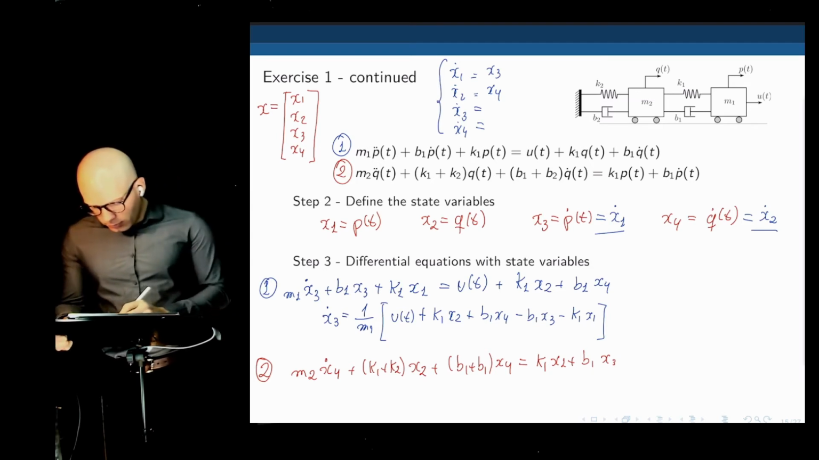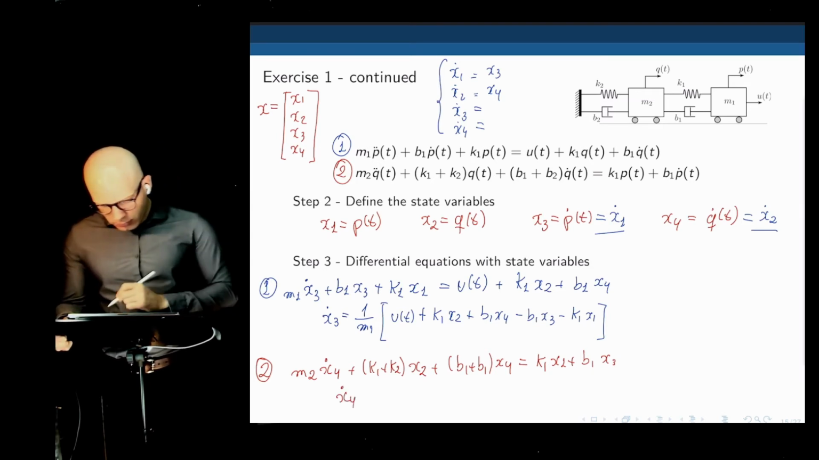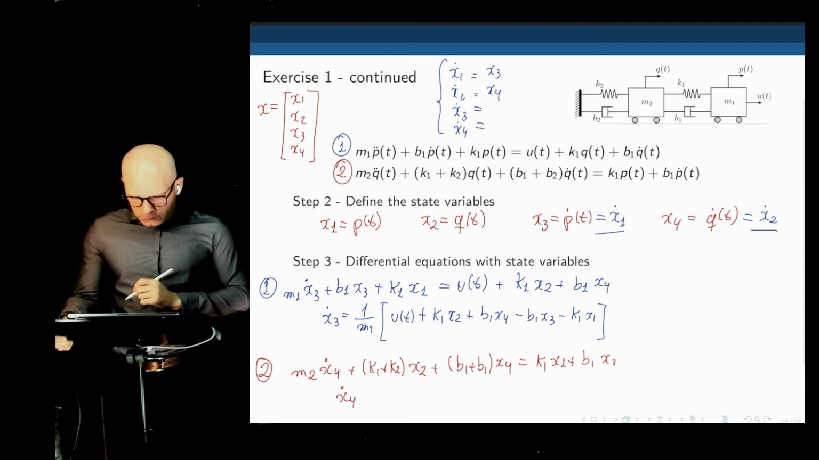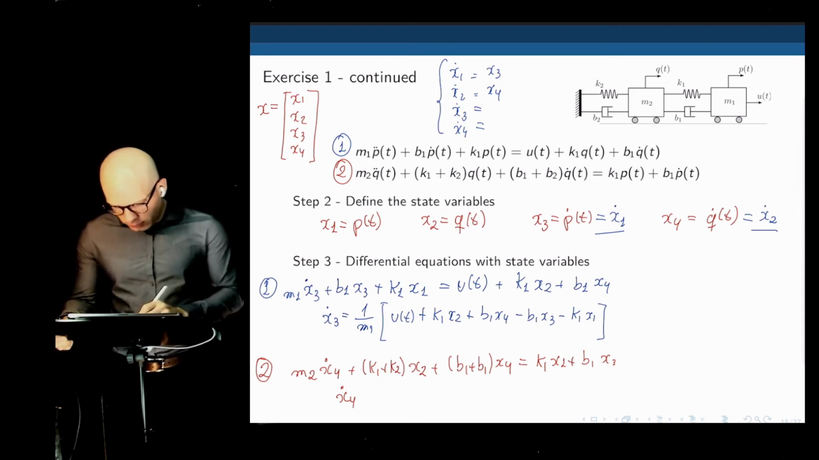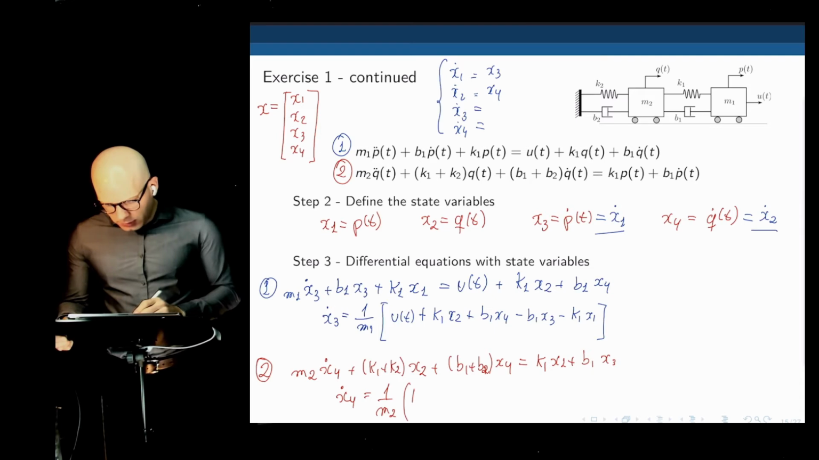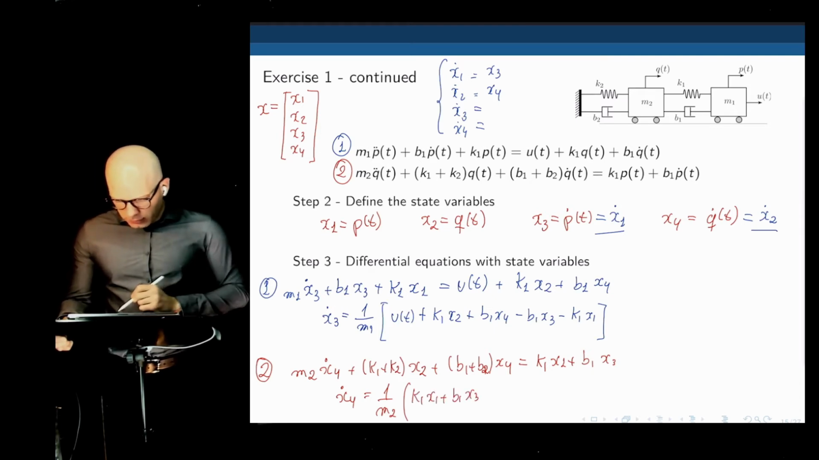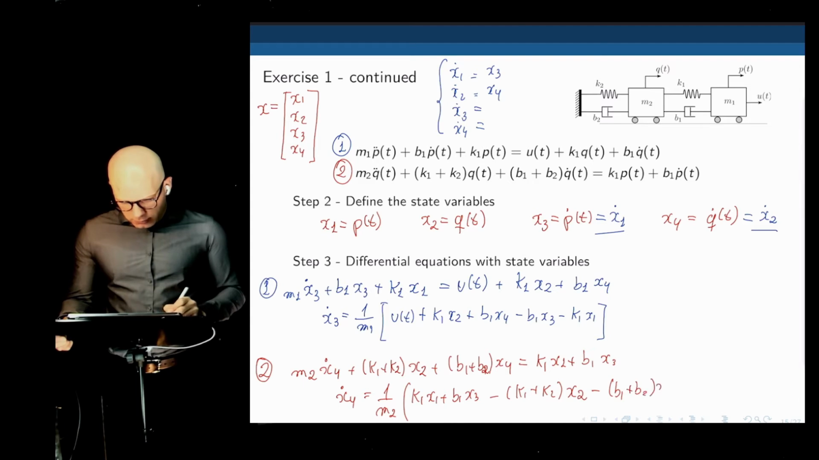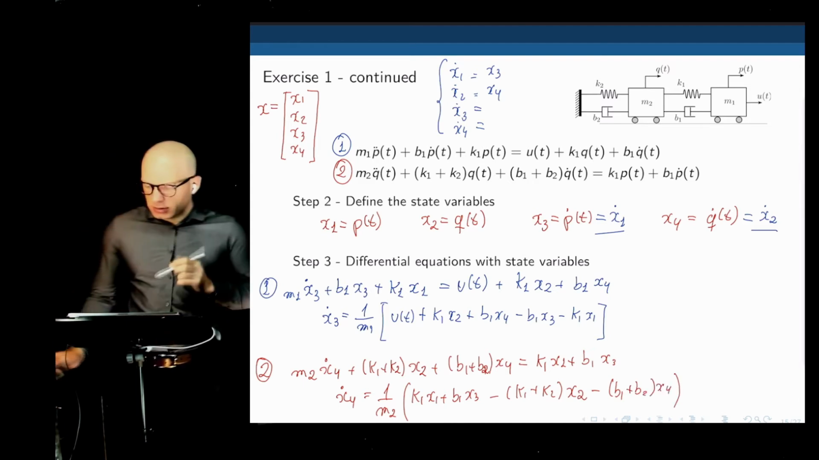Isn't it meant to be b1 plus b2 x4? You wrote b1 plus b1. Yes, b2. Yeah, thank you. So x4 dot equals 1 over m2 times k1 x1 plus b1 x3 minus k1 plus k2 x2 minus b1 plus b2 x4. And that's the last equation we need.